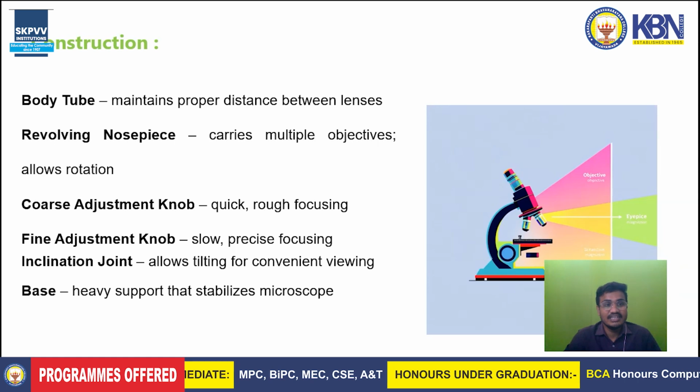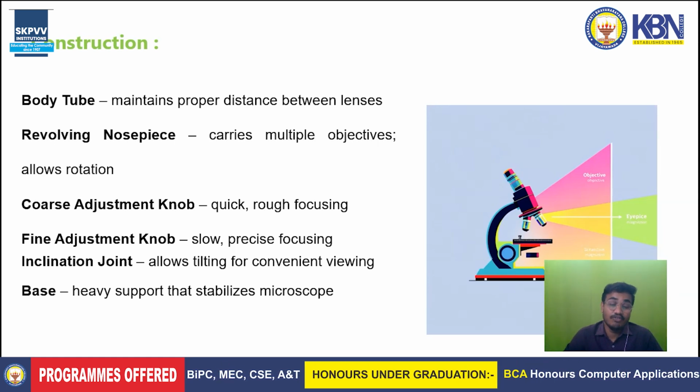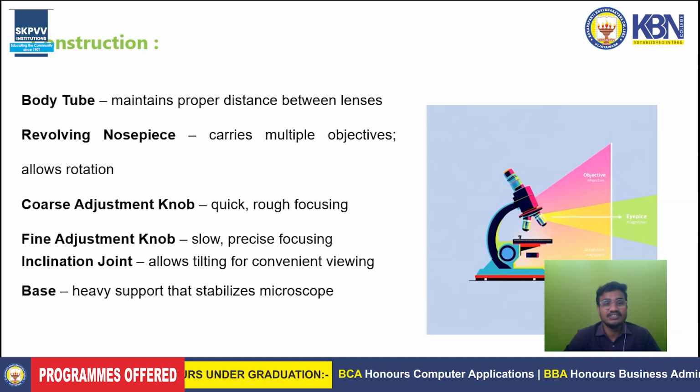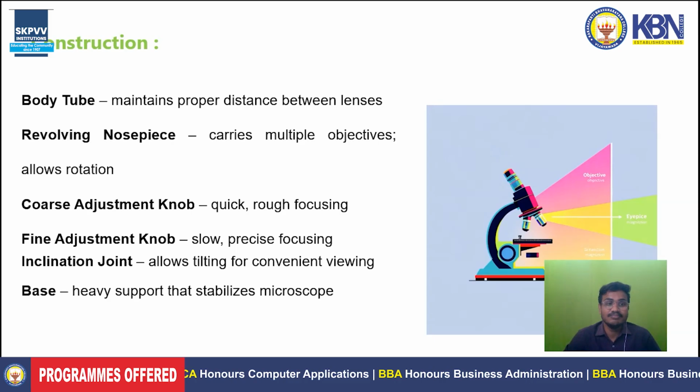The next part is the revolving nose piece. It will have different types of magnifying powers, like 10 times the magnifying power, 40 times the magnifying power. It carries the multiple objective lenses, which are rotatable. We are able to rotate them.